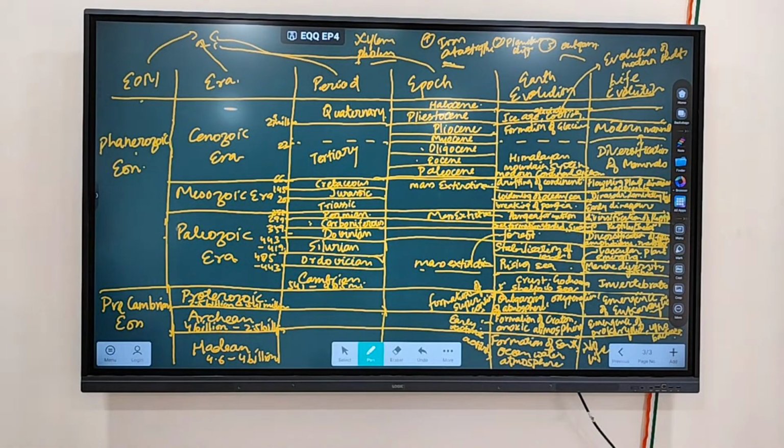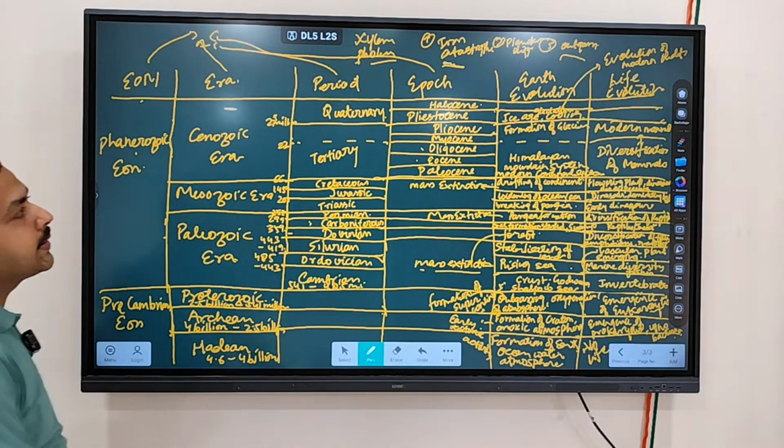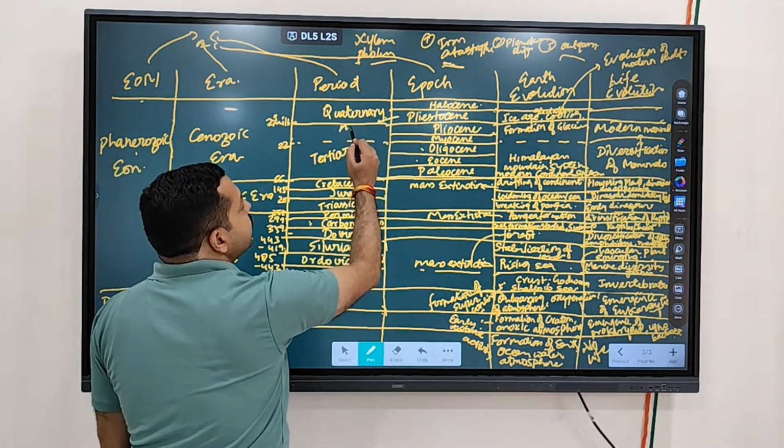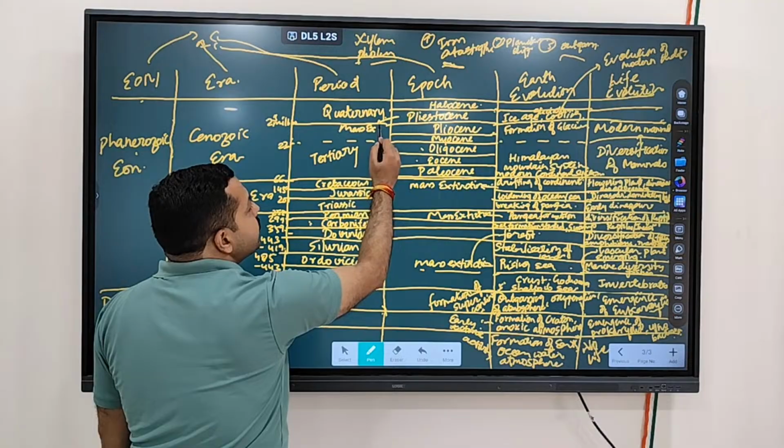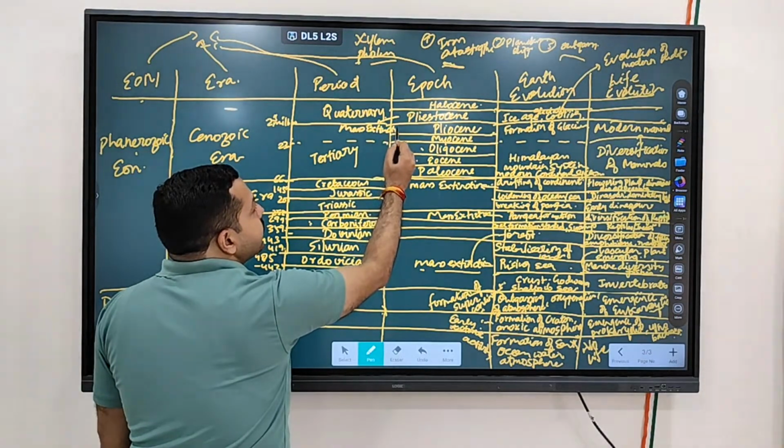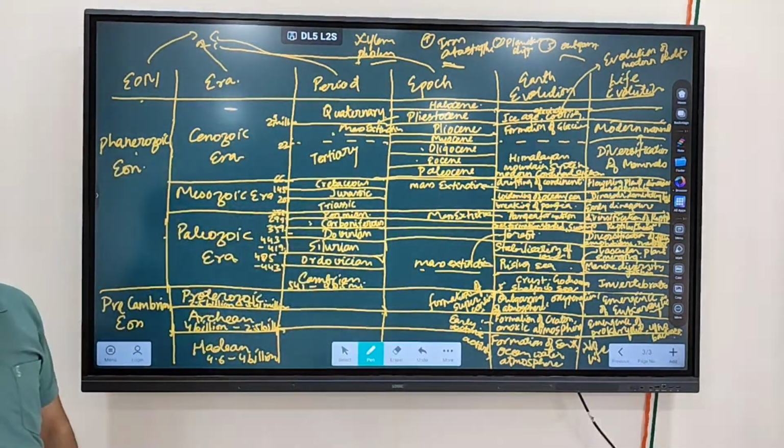Now with cooling, what will happen? When Earth enters into the cooling phase, what will happen? Another mass extinction. Yes. So another mass extinction is happening because many organisms cannot survive in these cold conditions. So another mass extinction is happening in this particular period. Fine.